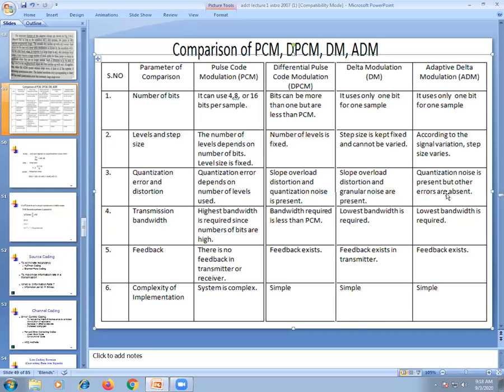So that is the quantization error in adaptive delta modulation, which is resolved, along with slope overload error and granular error. So this is an important parameter: quantization error and distortion. And the fourth one is transmission bandwidth.